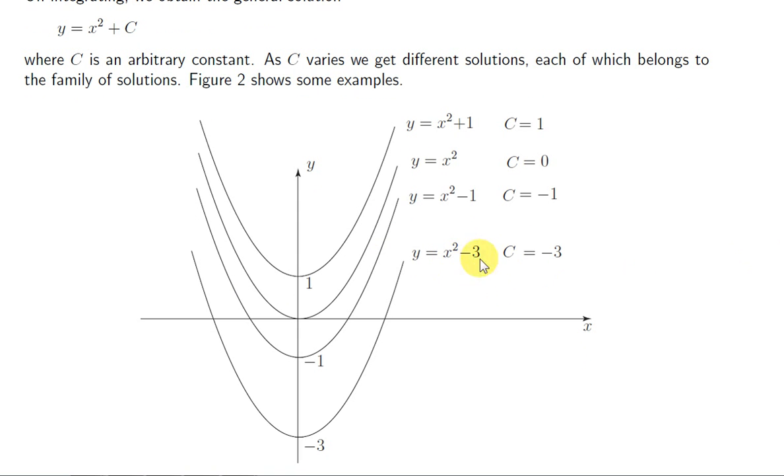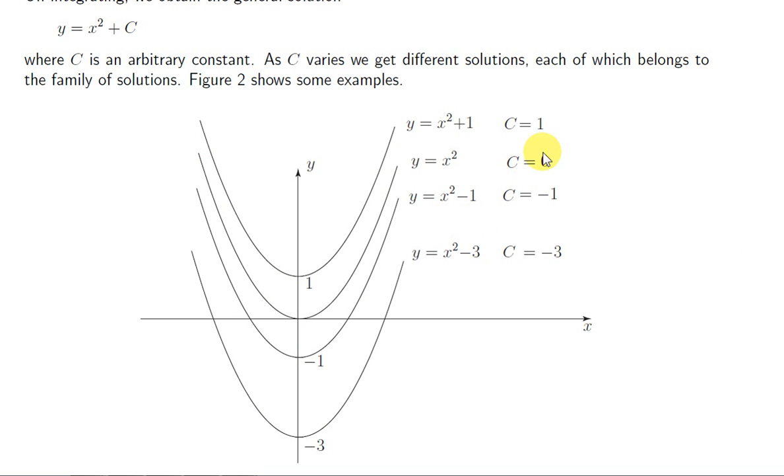Actually, for this situation, c is the y-intercept of the parabola. So when c is minus 3, we have a parabola passing through the point minus 3 on the y-axis. And similarly for all these other parabolas. They have no points in common actually. It might look like the graphs are going to cross at some point, but it turns out that they don't. So no matter what value c is, we get a unique parabola. And for a different value of c, we have a parabola that has no points in common.